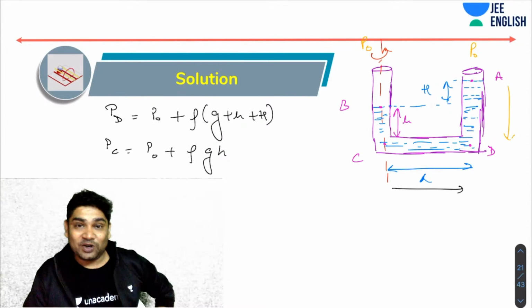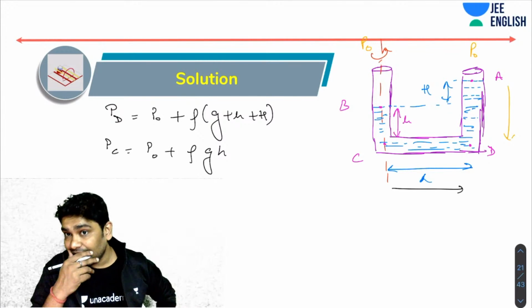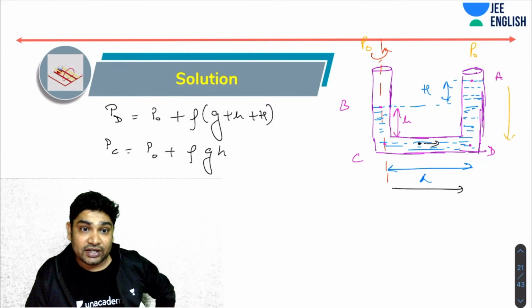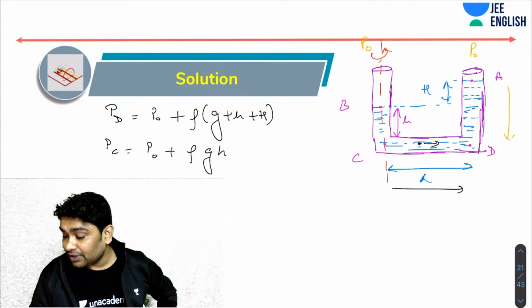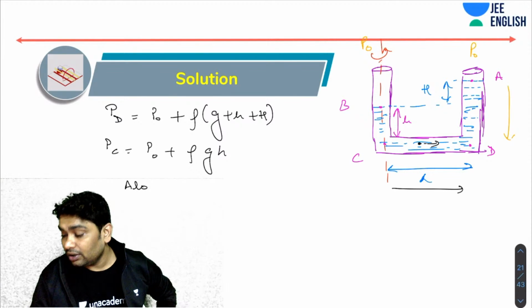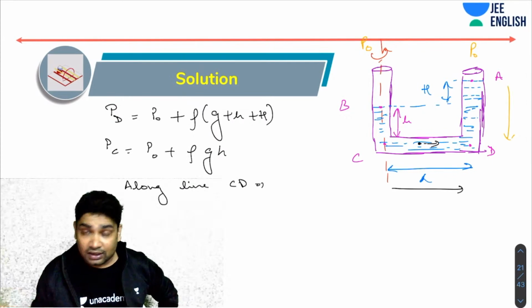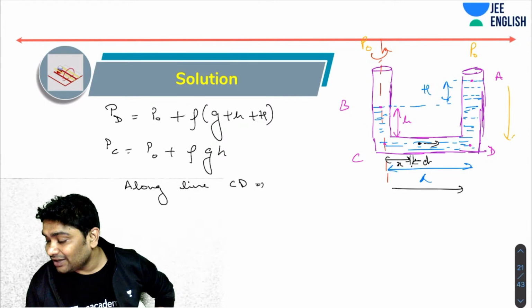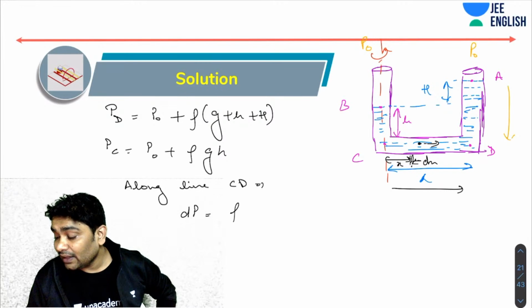Now, if I go from here to here, I know the pressure would increase. Why? Because the direction of the pseudo force, which is the centrifugal force, is outward, and we know in the direction of the external force, the pressure increases. And how much would be the pressure increase? So I can say along line PD, the moment I move to a distance X, and if I move a distance dx, the increase in pressure dP would be equal to rho a_x dx.